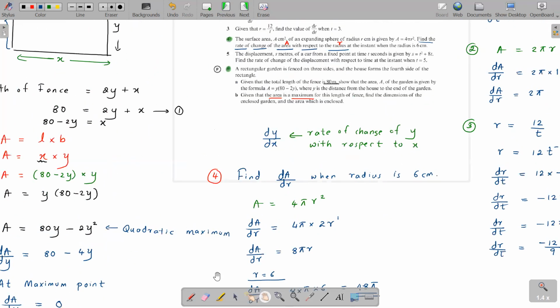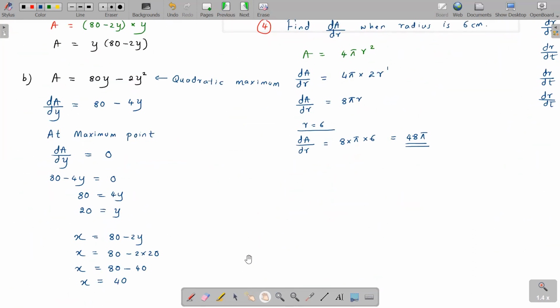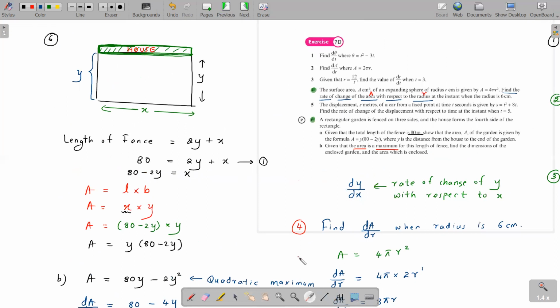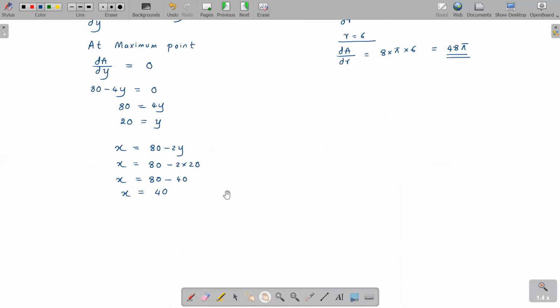Okay, and they want you to also find the area which is enclosed. So get the area which is enclosed. If you want, you could use the equation area equals y into 80 minus 2y, or else you could use a really easy method here. Area is x into y, length into breadth. Do you understand? Area is x into y, right? Or else you could use this substituted equation. Any one of the two is fine. So for the area of the enclosed garden, I'll use x into y.